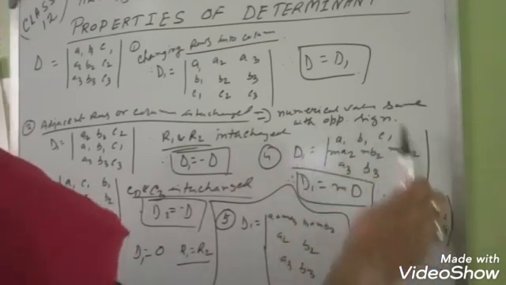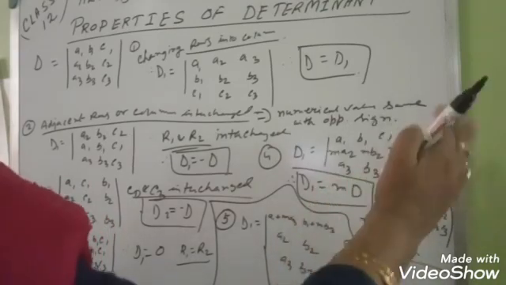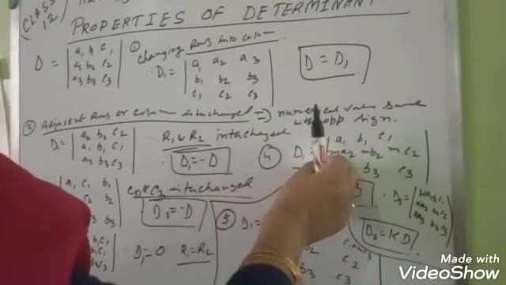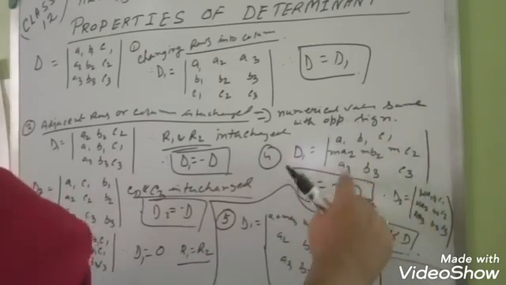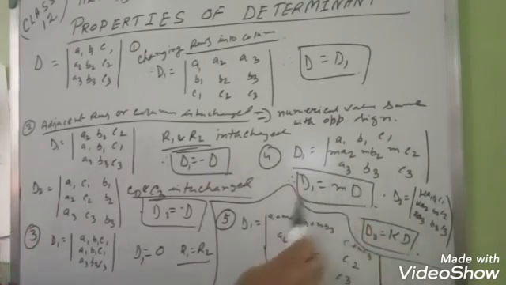Now this can be written as D1 equals M into D. This M can be taken out of the determinant. So if we take it out of the determinant, it will be the original determinant, A1, B1, C1, A2, B2, C2, A3, B3, C3. So this is again D. So M into D. So D1 equals MD.